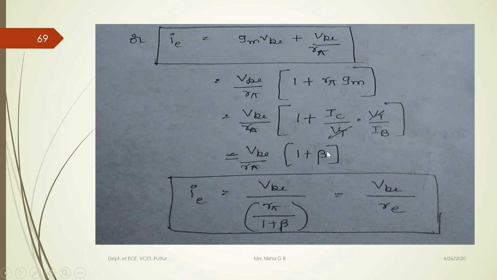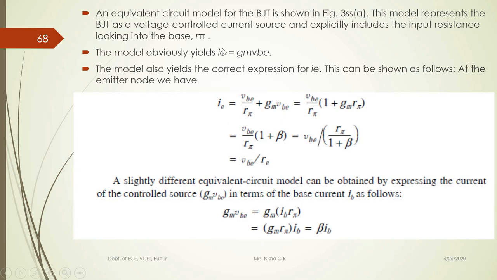Okay, so VB divided by R pi into 1 plus beta. Or else we can write this as, taking the 1 plus beta term to the denominator, VB divided by R pi divided by 1 plus beta. So what is the relation between the input resistance with respect to the emitter and with respect to the base? We have already calculated. That is R pi equals RE times 1 plus beta. So R pi divided by 1 plus beta is nothing but RE. So IE can be written as VB divided by RE. Okay, VB divided by RE. So this is what we can conclude from this. We can calculate IC, we can calculate IE.